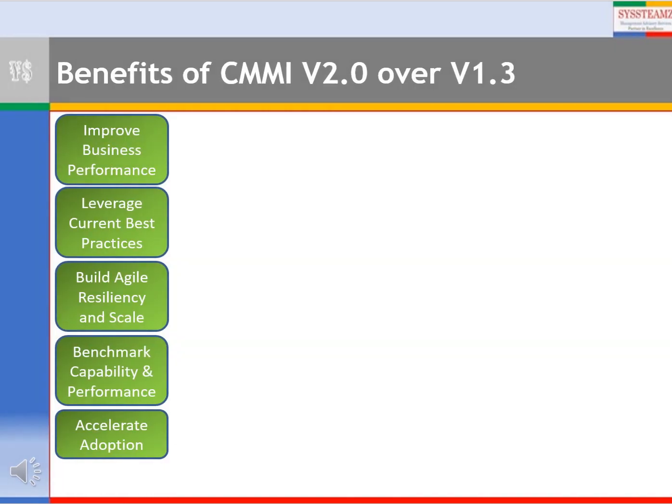Here are the key benefits of CMMI version 2.0 over the previous version 1.3. This version helps the organizations improve business performance, leverage current best practices, build agile resiliency and scale, benchmark capability and performance, and accelerate adoption.